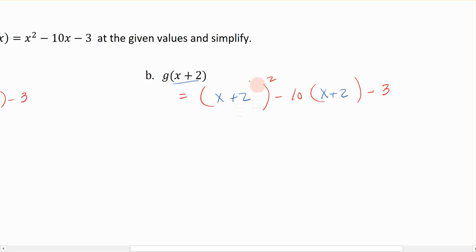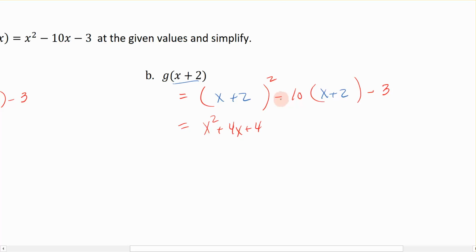So the first binomial that's being squared, we're going to practice our square the first, double the product, square the last again. So this is the first term squared. So we square the first, x squared. We double the product, that would be 2x times 2, or 2x doubled would be 4x, and we square the last, plus 4. I've done that on previous videos if you don't remember.